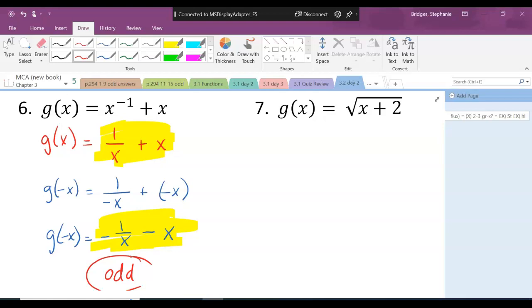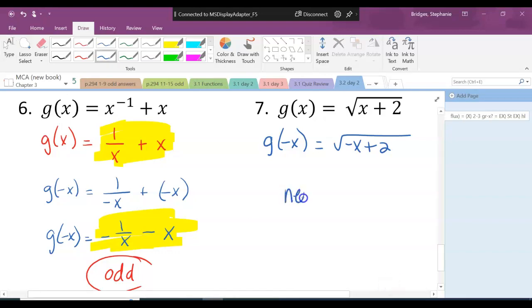I'm going to take that original function. Everywhere there's an x, I'm plugging in a negative x. Is there really anything I can do to simplify that any further? There's no absolute value, no exponents. So looking at the original and the new one, what would we think? Neither. Just a little hint.